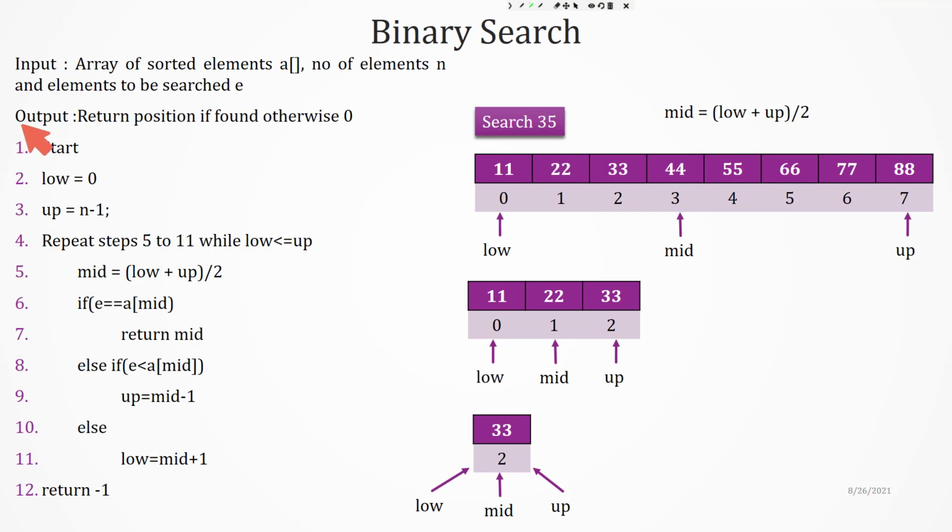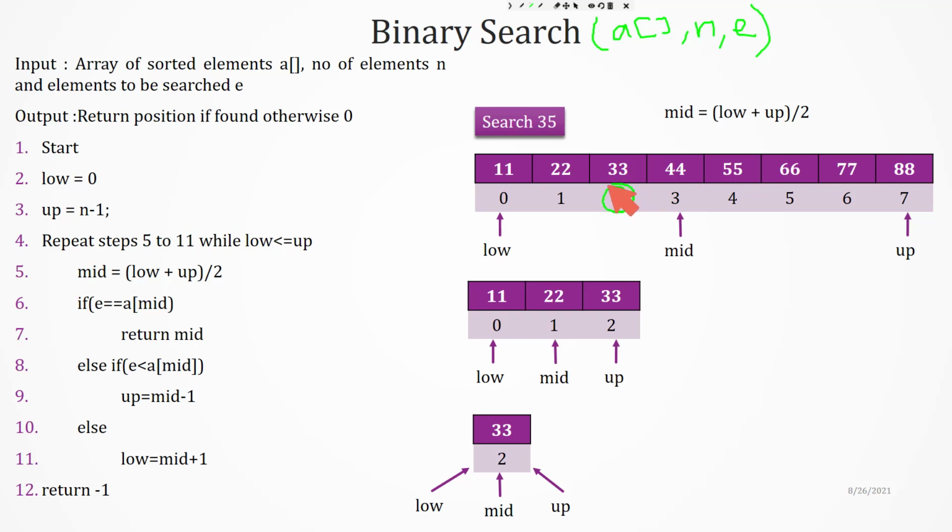Okay, output: return position if found, otherwise 0. So if the element is found, then the position will be returned. The array will be there, N, the number of elements, and the element to be searched will be there. Here we are searching 33. If 33 is in the array, the end result is it will return the value 2.